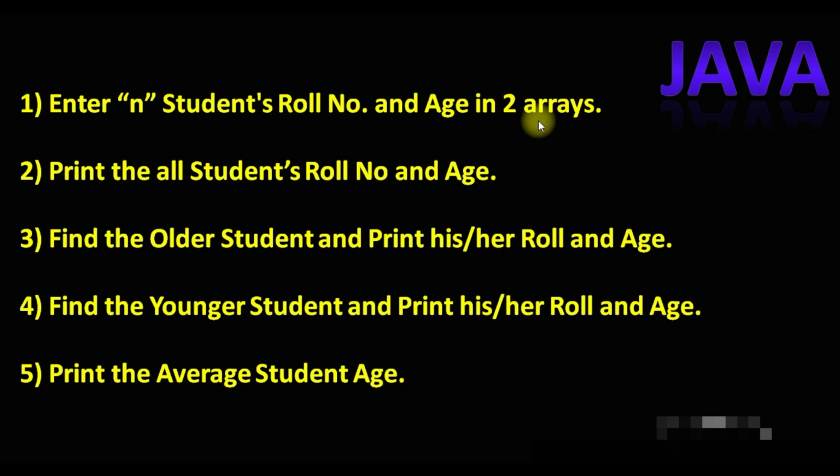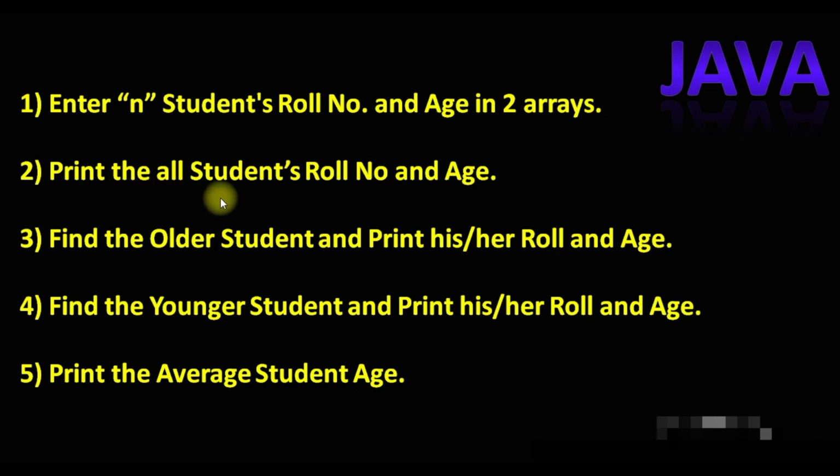Okay, so this example is a bit of a combination of a few logics. Here the first statement says enter n student roll number. N means the number that can be chosen by the user, how many students he or she wants. Based on that, he or she enters the roll number and age of each student, and we have to collect that in two arrays.